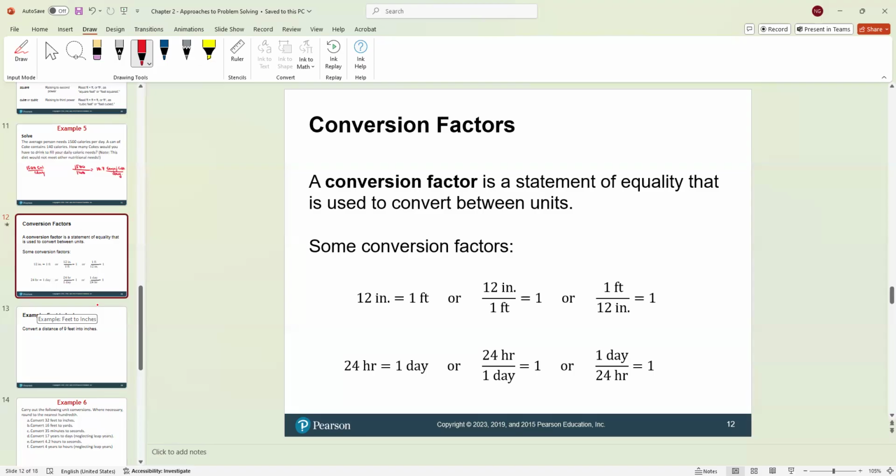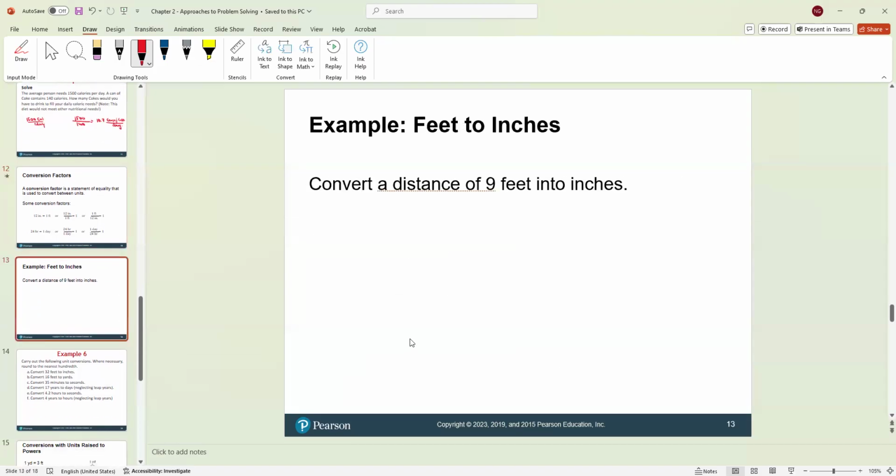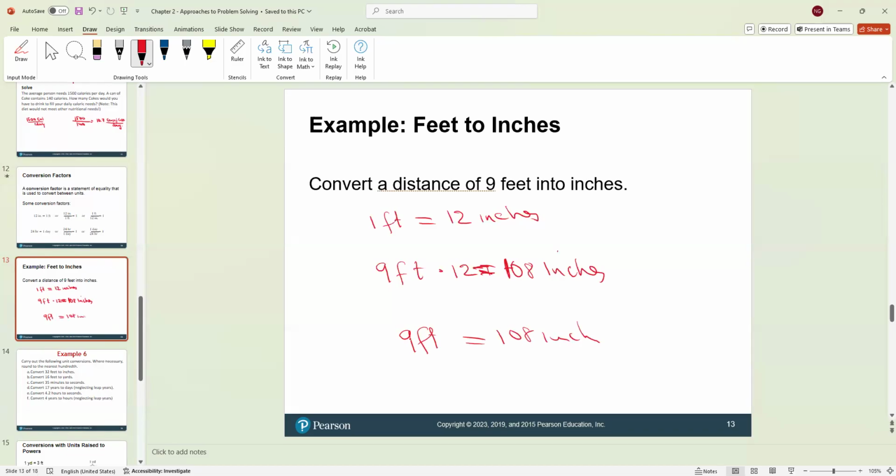So that's where we start. The units are very important. For example, if we ask you to convert 9 feet into inches, 1 foot is 12 inches, right? So if you have 9 feet, it is 12 times 9. You need to multiply these two, and I believe that would give you 108 inches. 9 feet is 108 inches, right?